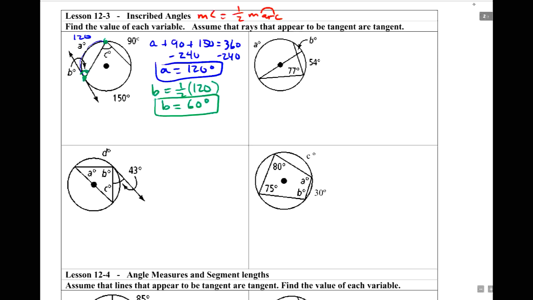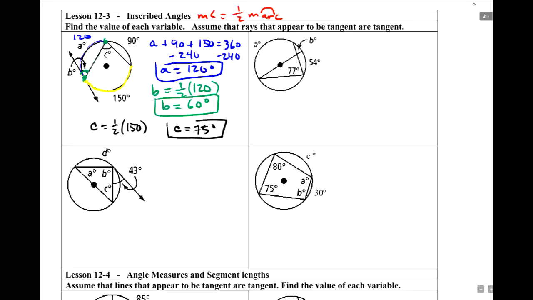And finally, we need to find the measure of C there, and I see an intercepted arc for C here, and we know that C is going to be 1/2 of the measure of the intercepted arc, so C is going to be 75 degrees. Not bad at all. All right, next problem.